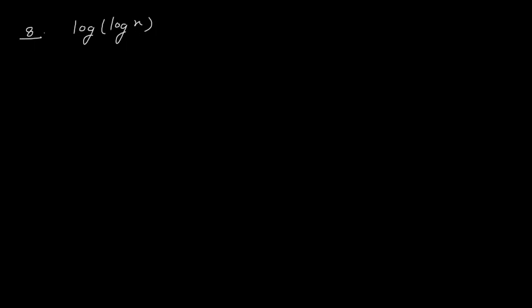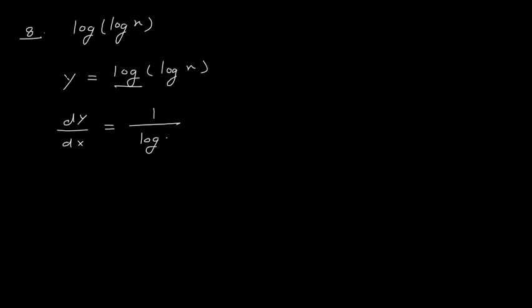The eighth problem is y is equals to log of log x. Now here I will differentiate dy upon dx is equals to, now we have to differentiate log of log x. So first log, this outer function. When we differentiate, we will say it is 1 upon log of this part, which is log x, into d by dx of this log x. So this is 1 upon log x, and then derivative of log x is 1 upon x.